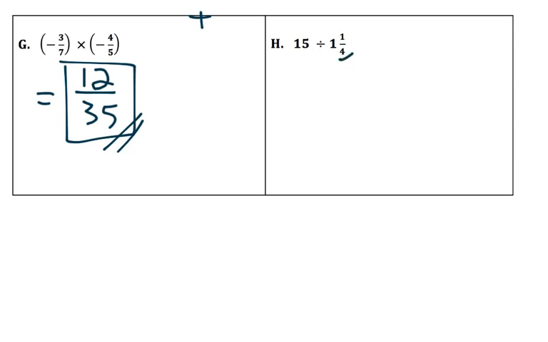Conceptually, what you're trying to figure out is how many 1 1/4 go into 15. So you could keep adding 1 1/4 over and over again until you get to 15. But you can also use keep, change, flip. You just have to get this set up first. First, I'm going to think of 15 as 15 over 1. Then I need to write this as an improper fraction.